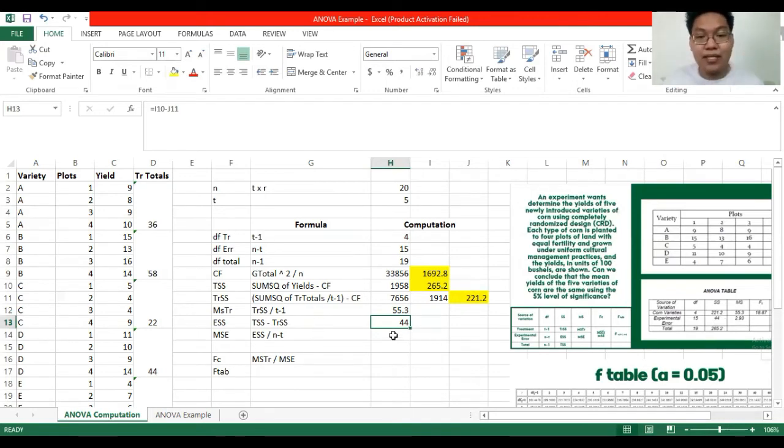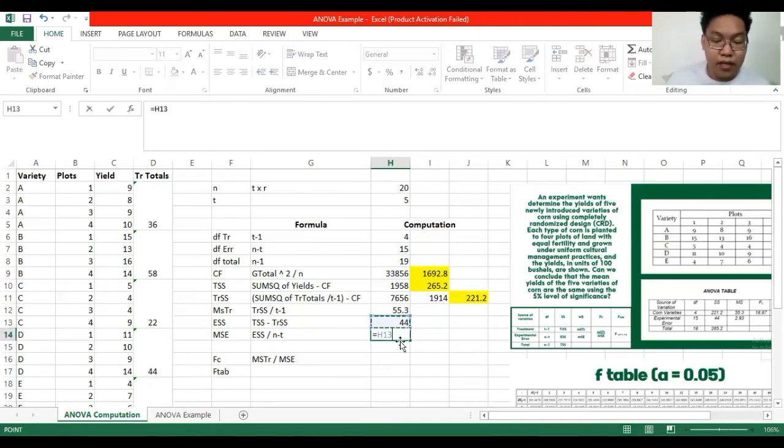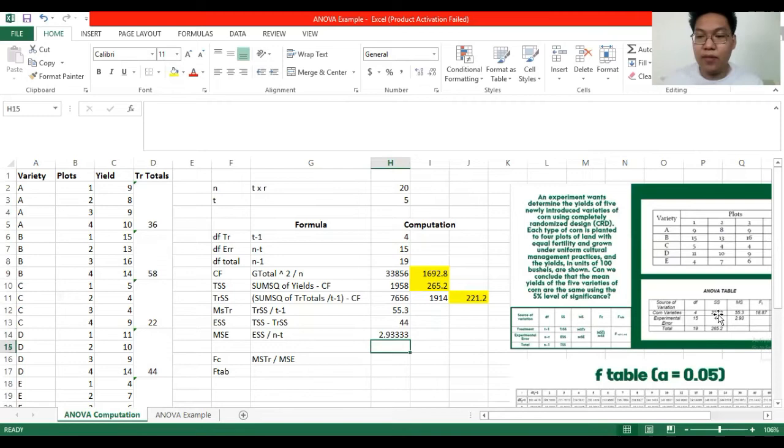And lastly, MSE, which is ESS, which is this 44, divided by N minus T, which is our error DF, which is 15. So we have 2.93, similar again to what we have here in our answers.